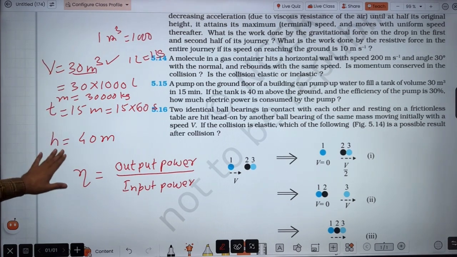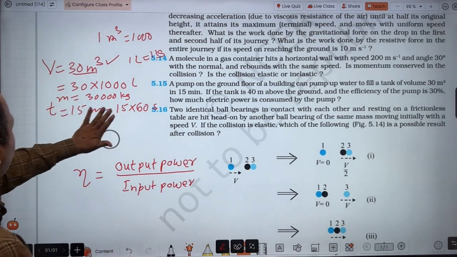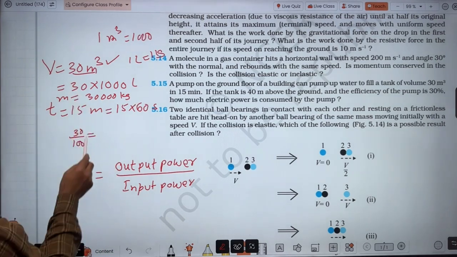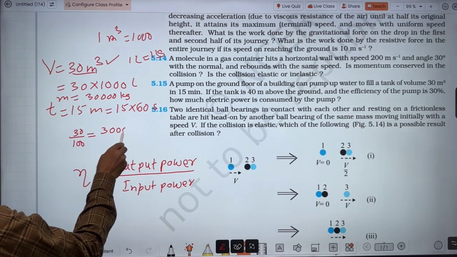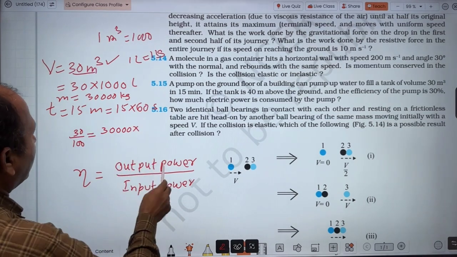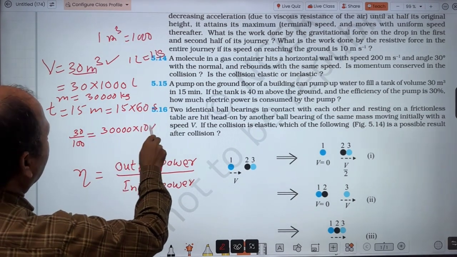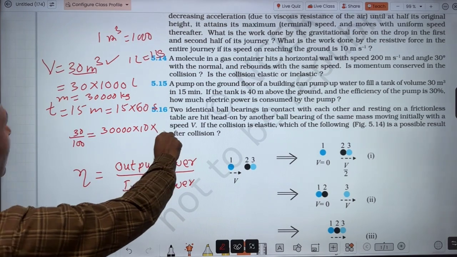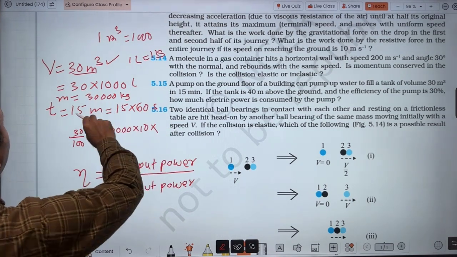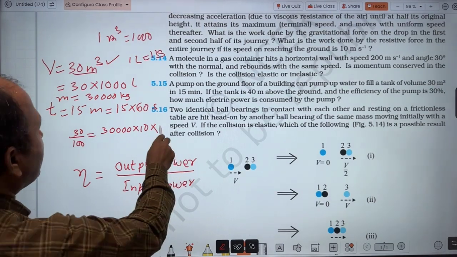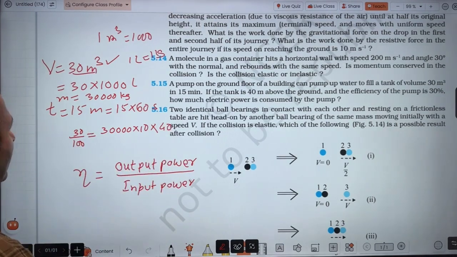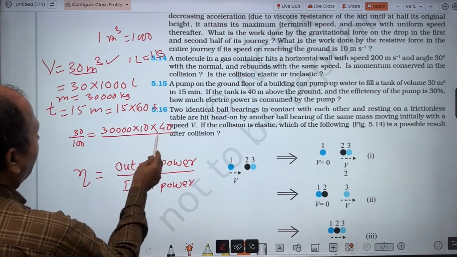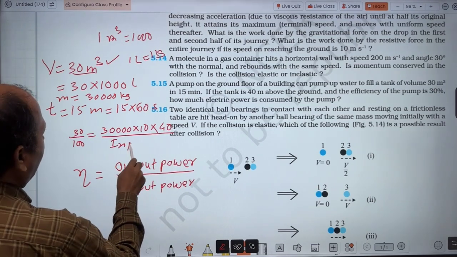So we have all the information. We can write it like this: 30 by 100 is equal to mgh. M is 30 followed by 3 more zeros, into g. For g we take 10 unless it is specified. And what is height? Height is given as 40 meter in our question. So 40 divided by time, we are taking 1 second, and here you just write input power.